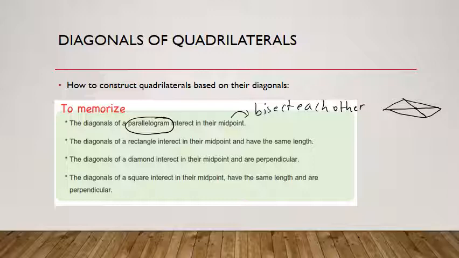Okay, and you have to know that the diagonals of a rectangle intersect at their midpoint, but they also have the same length. The diagonals of the diamond or the rhombus, in other words, bisect each other, but they are also perpendicular. And the diagonals of the square intersect each other, have the same length, and are also perpendicular. Now we are going to learn how to draw those quadrilaterals.